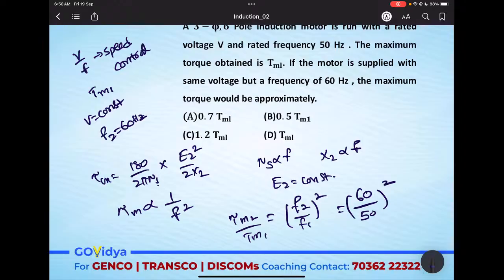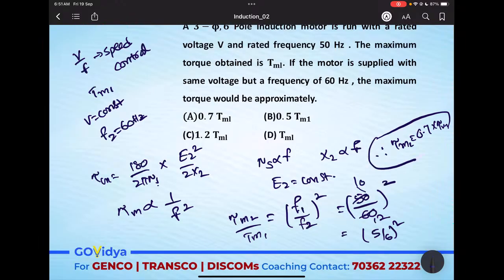Sorry, this will be reversed. It will be F1 by F2 whole square. F1 is 50, F2 is 60. Fifty over sixty, that is 5 by 6, whole square. By solving this, you get around Tm2 equal to 0.7 into Tm1. So our option will be A.